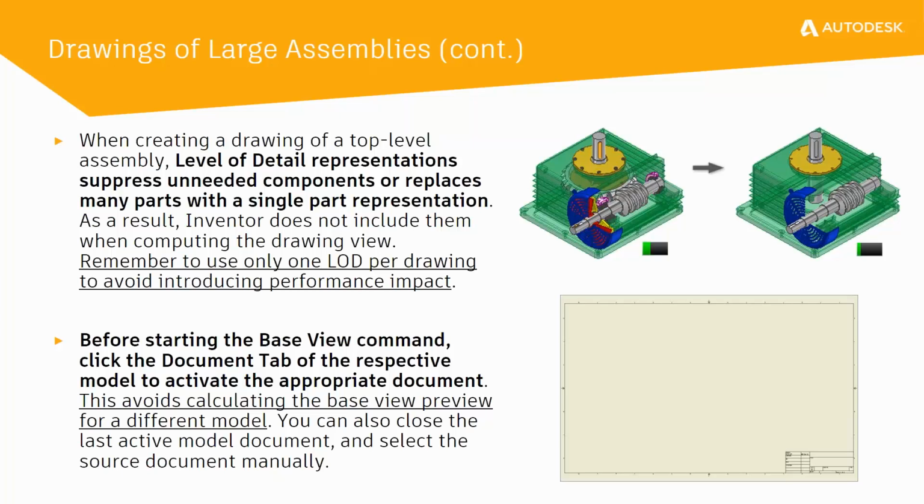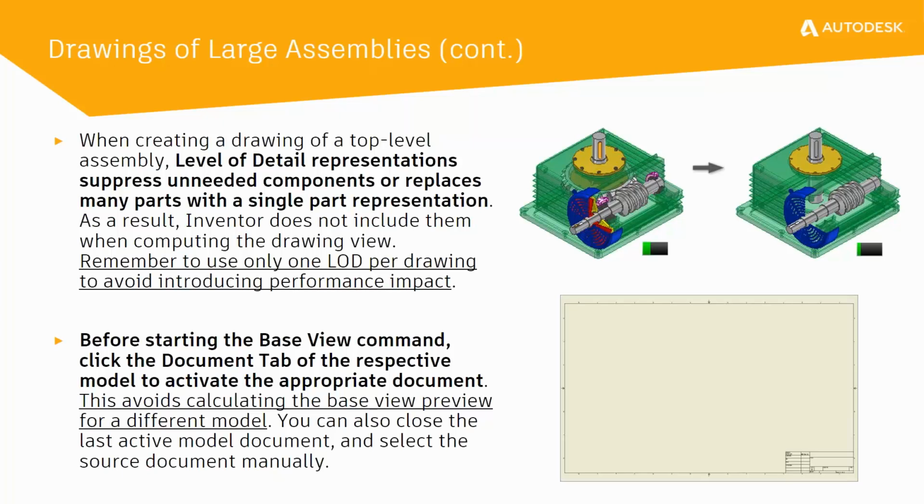And some other things, when creating a drawing of a top-level assembly, level of detail representations are used to suppress any unneeded component or replace many parts in a single representation. We've highlighted this well, but remember the key here is to only use one level of detail per drawing, and the reason why we do that is to avoid Inventor loading multiple versions or multiple level of details in the background. This is going to lead to improved performance when working inside of that drawing environment.